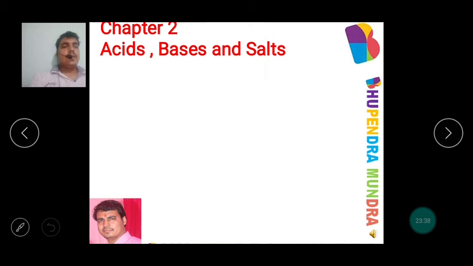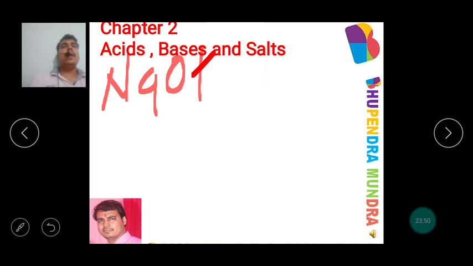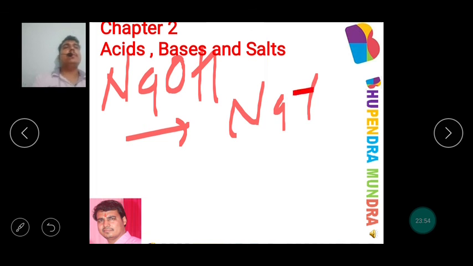So on the basis of acidity, the bases can be classified into monoacidic, diacidic and triacidic. An example of a monoacidic base is NaOH, which forms Na plus and OH minus.